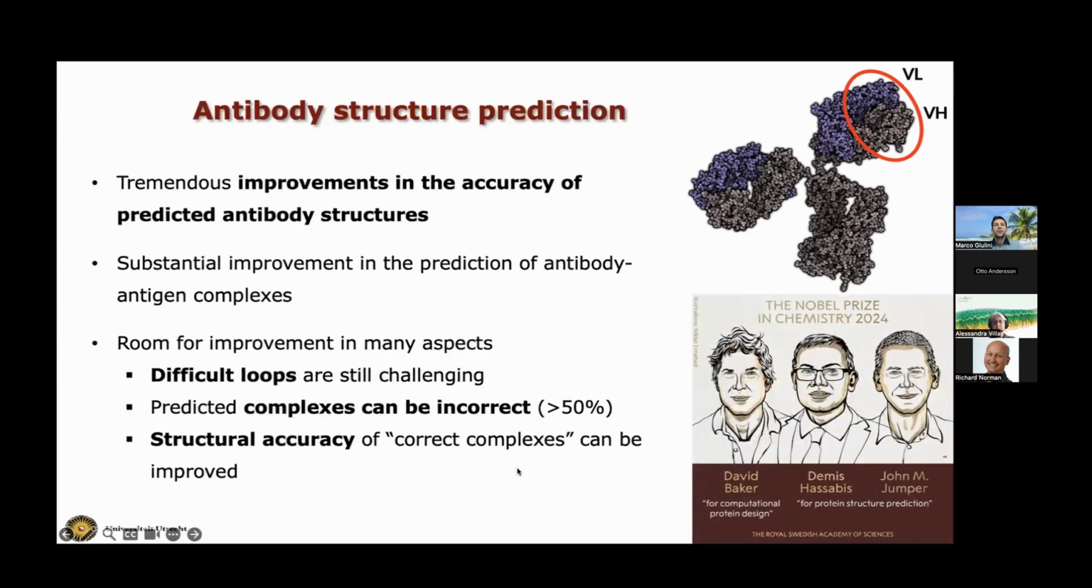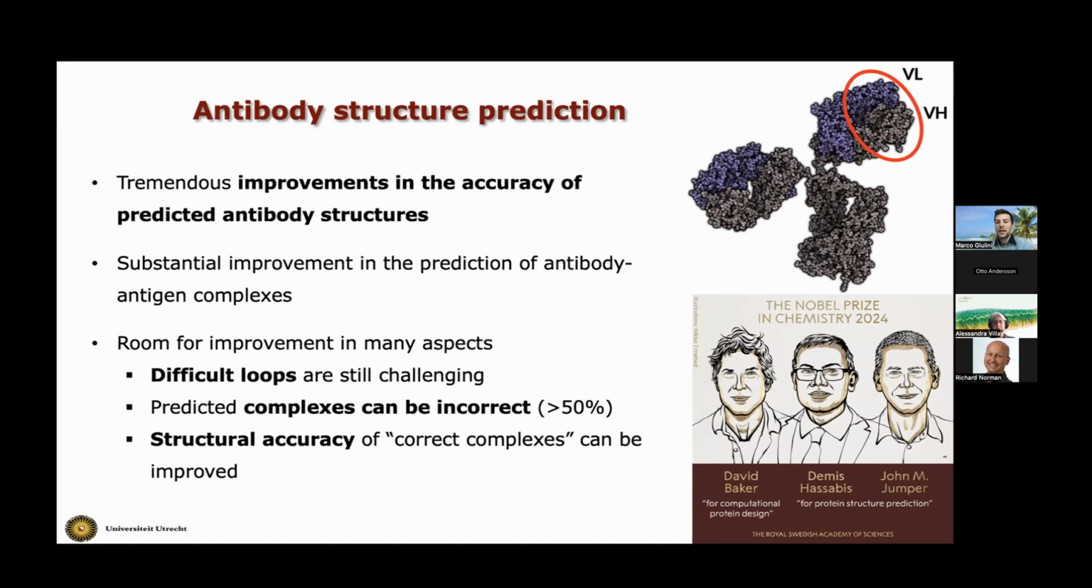So let's see how to predict the structure of an antibody. So, the problem of antibody structure prediction. In the last year, we have seen quite an improvement in the accuracy of predicted antibody structures. Before 2021, before AlphaFold, predicting the variable domain of an antibody was almost a hopeless challenge. But now the accuracy of the predicted models has increased tremendously.